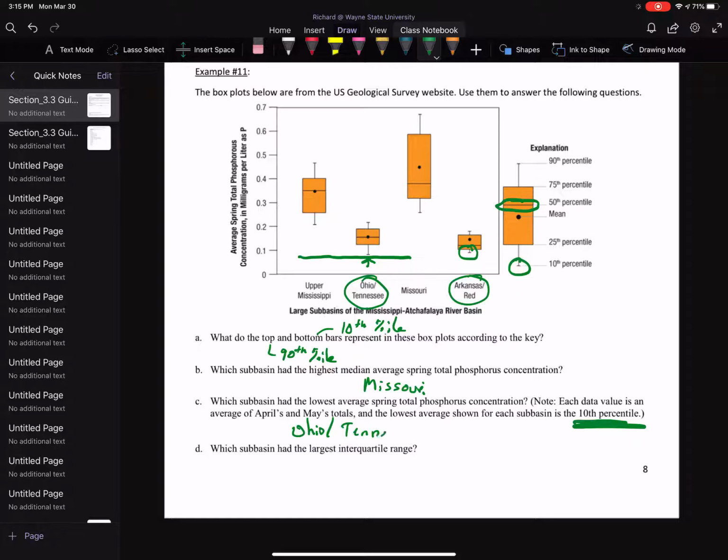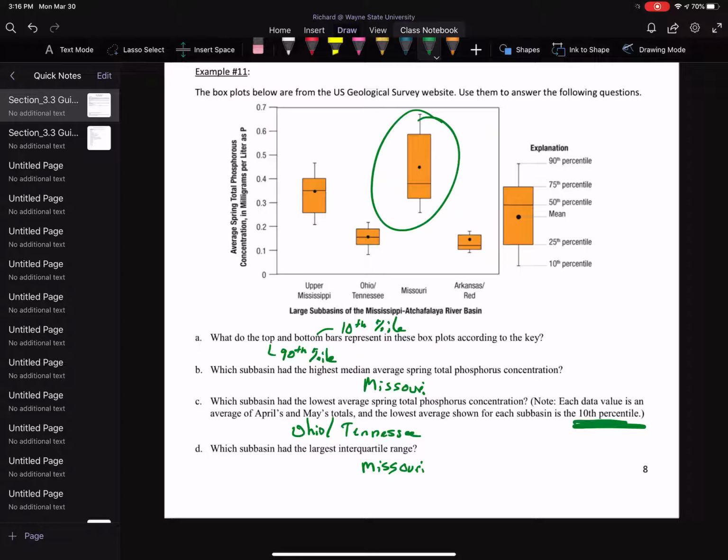They're so close. Okay. And the last question here, what are they asking for? Which subbasin has the largest interquartile range? To put that even more plainly, who's got the bigger box? I think that's very easy to see. That's Missouri.